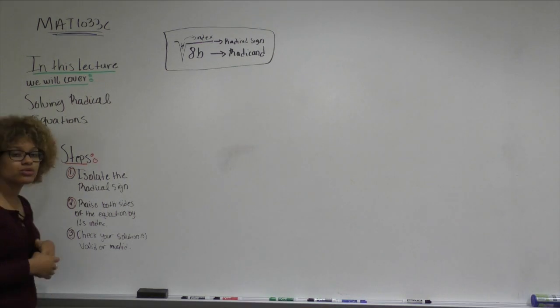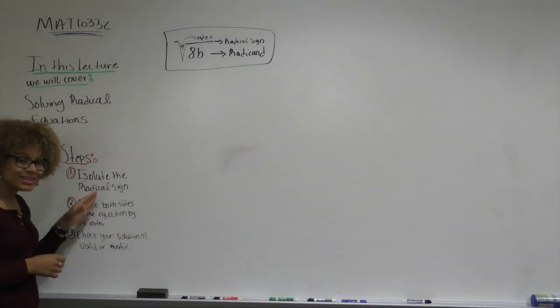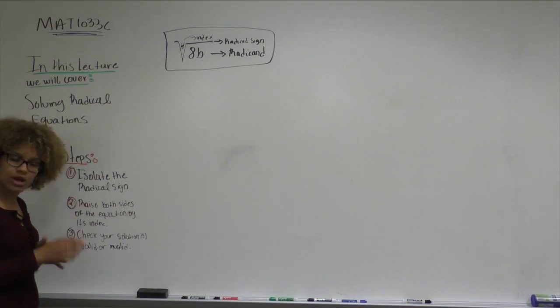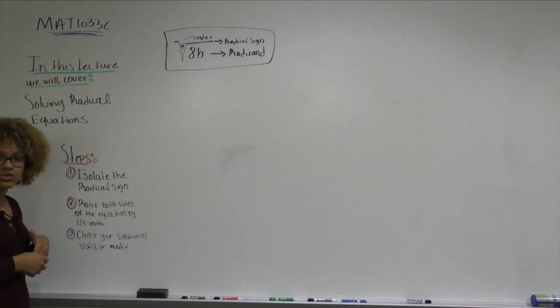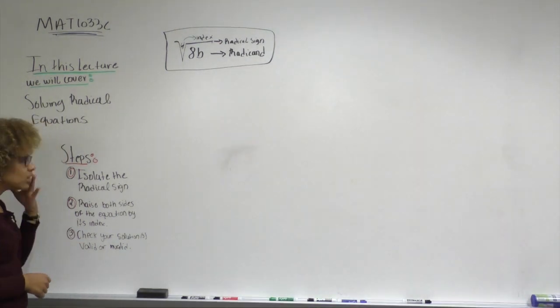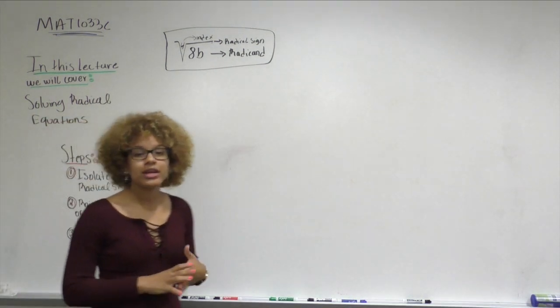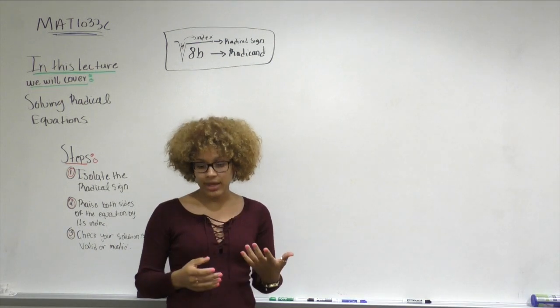The second step is going to be to raise both sides of the equation to the index of that radical. I will show you in the examples. And the last step will be to check your answer to see if you have a valid or invalid answer. If both sides of the equation are not equal, then we need to know that.